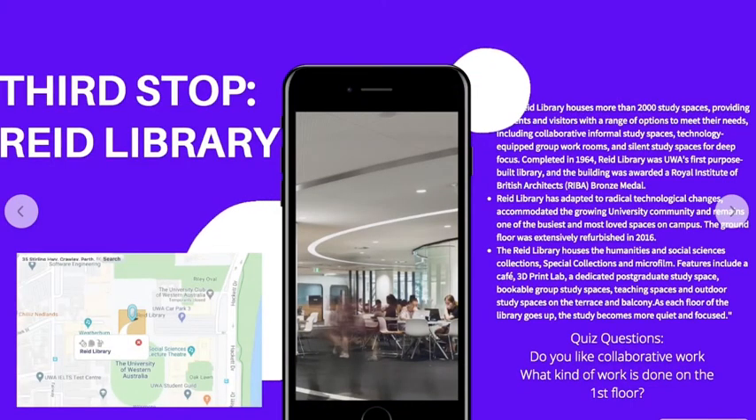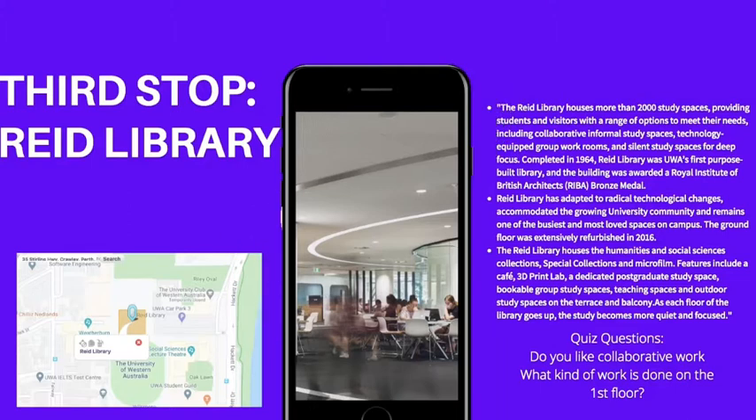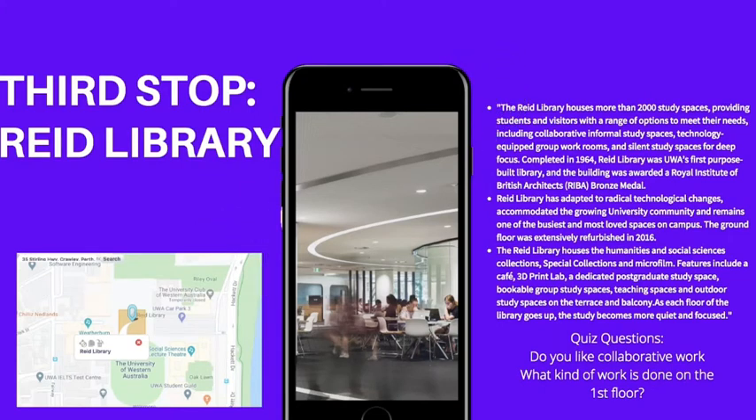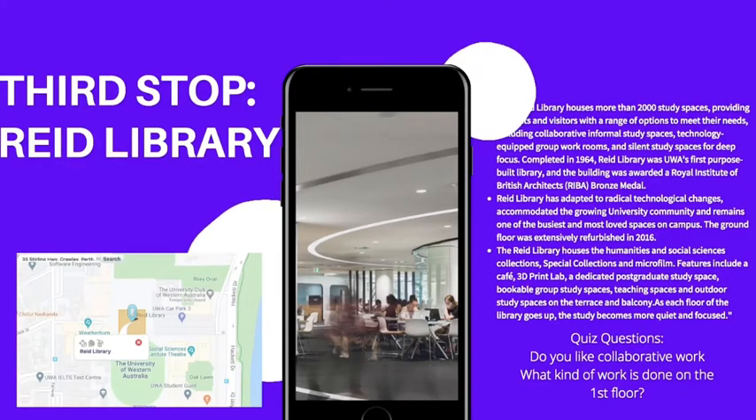Third stop is the Reed Library. The information communicates the many different learning areas of the venue, such as collaborative work, individual work, presentation rooms, and different noise level areas. The quiz question engages users with the kind of workspaces and allows them to reflect on how they might use each space.